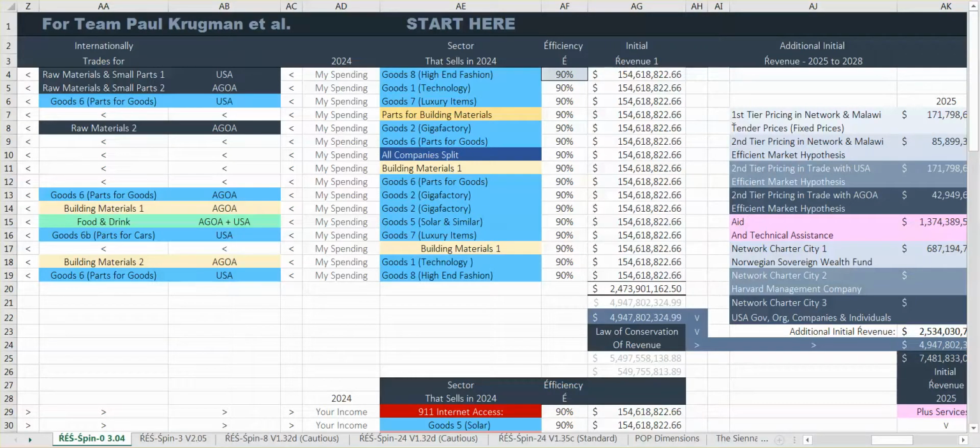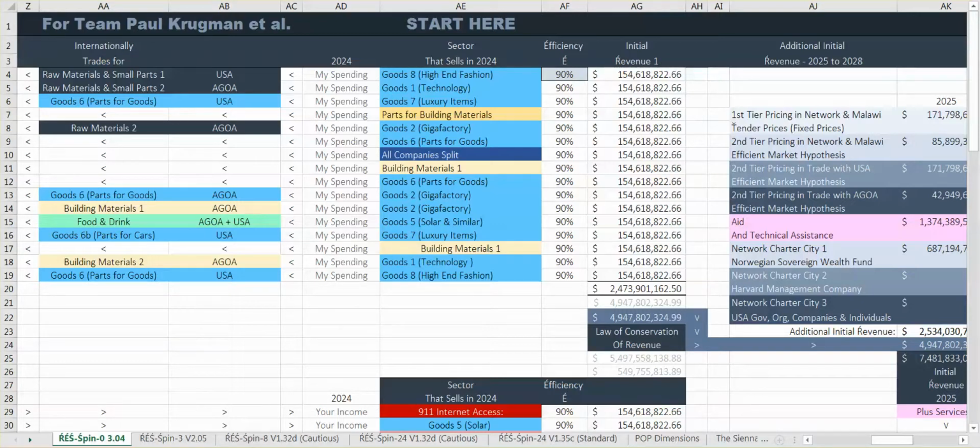Welcome to this presentation of the Res equation and the spreadsheet Res and the Siena Equilibrium 3.04b, as we can see in front of us. This version has been written to the mantra from chapter 2 of Paul Krugman's book, End This Depression Now. Your spending is my income and my spending is your income.